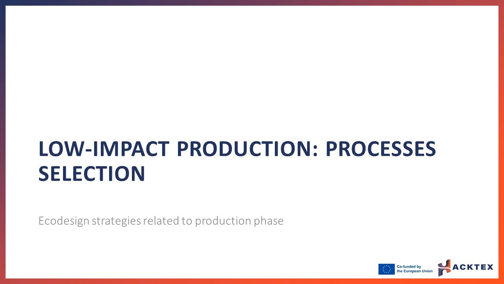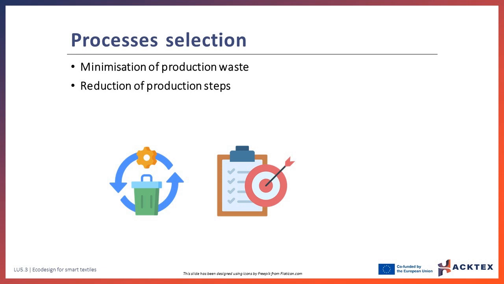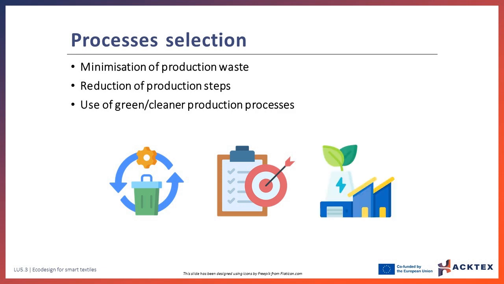The manufacturing processes to be selected for the production of smart textiles are clearly connected to the raw materials to use and to the technologies to implement. The key points to consider from the eco-design point of view regarding the production phase involve minimization of production waste, reduction of production steps, and use of green, cleaner production processes.